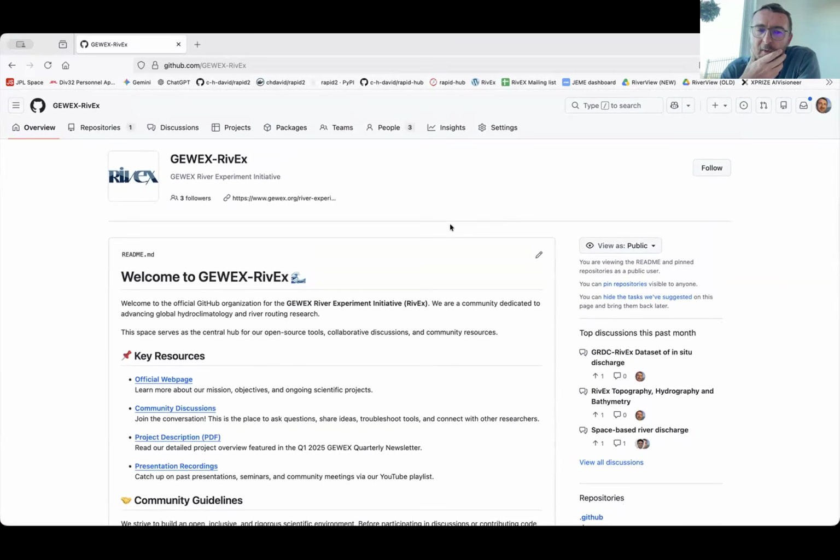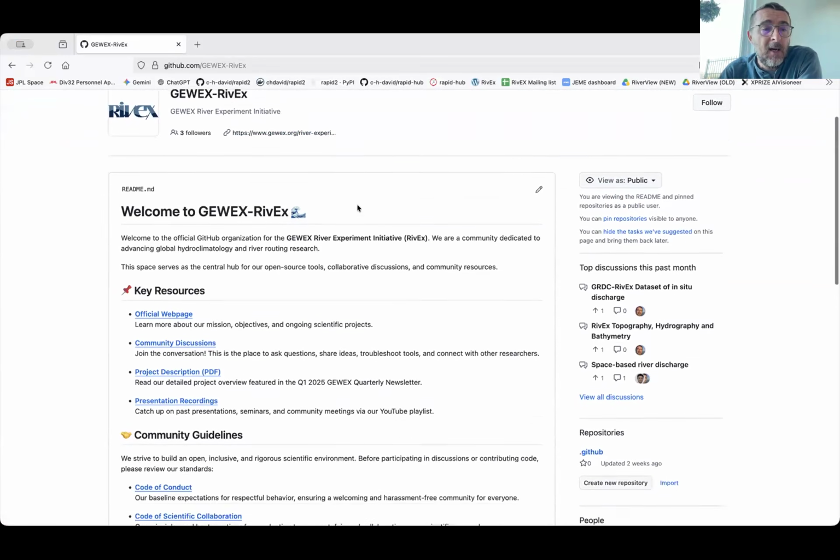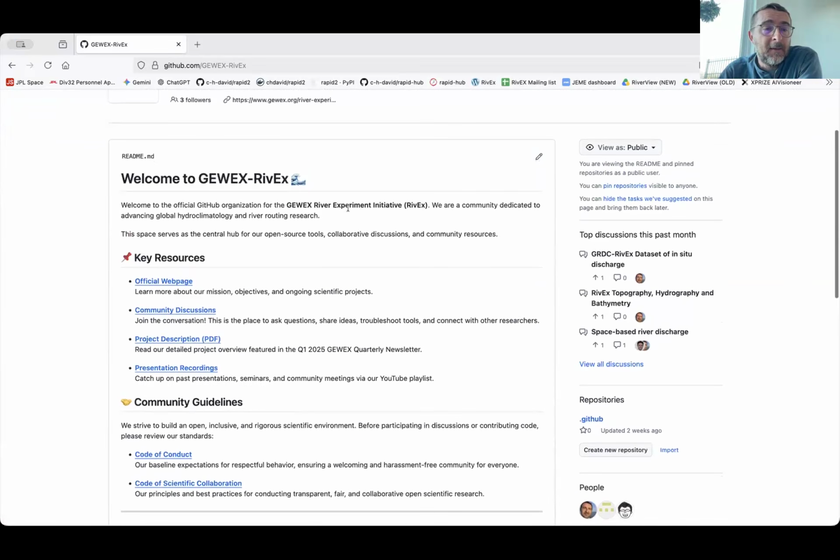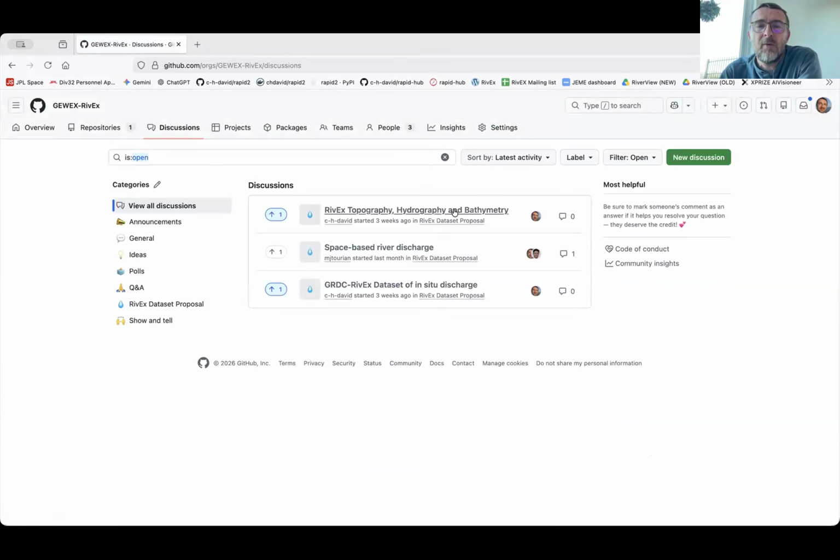Yeah, so sounds great. I just wanted to bring it to the attention of the community live, or if you're watching later on YouTube, we have a GUX RivEx community on GitHub. It has all of our community guidelines, code of conduct, code of collaboration. We have a link to the official RivEx webpage on gux.org, and a link to the project description and also to all the presentation recordings, including the one from today. What I wanted to highlight today is the community discussion.